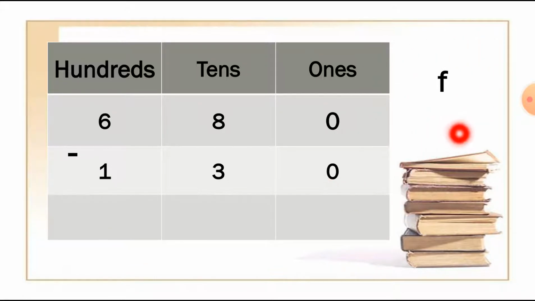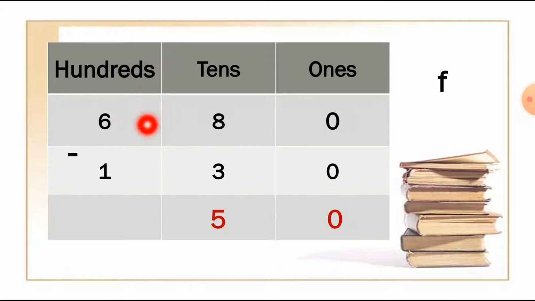Sum number F. 680 minus 130. So let's start subtracting the numbers with the ones column, 0 minus 0 is equal to 0. Then at the tens column, 8 minus 3. So we have to cut 3 from this 8, and you get the answer 5 only. 8 minus 3 is equal to 5.